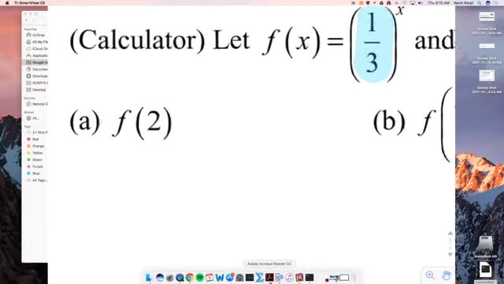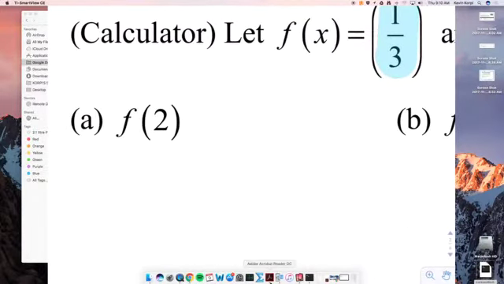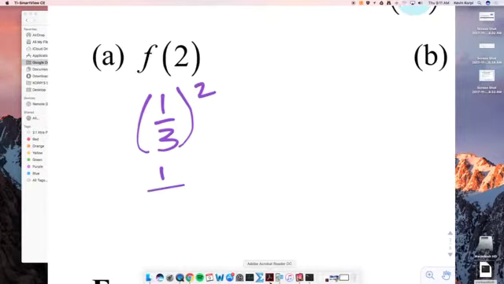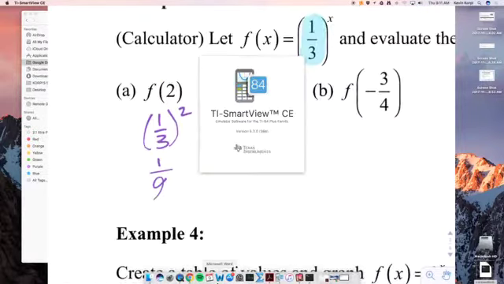We want to evaluate f of 2. So I'm going to go ahead and plug it in. F of 2 is going to equal 1/3 to the 2nd power. And of course, we could simplify that. What's 1/3 times 1/3? 1/9. All right, there's your answer, 1/9. We don't need a calculator. If you wanted the decimal, you could.